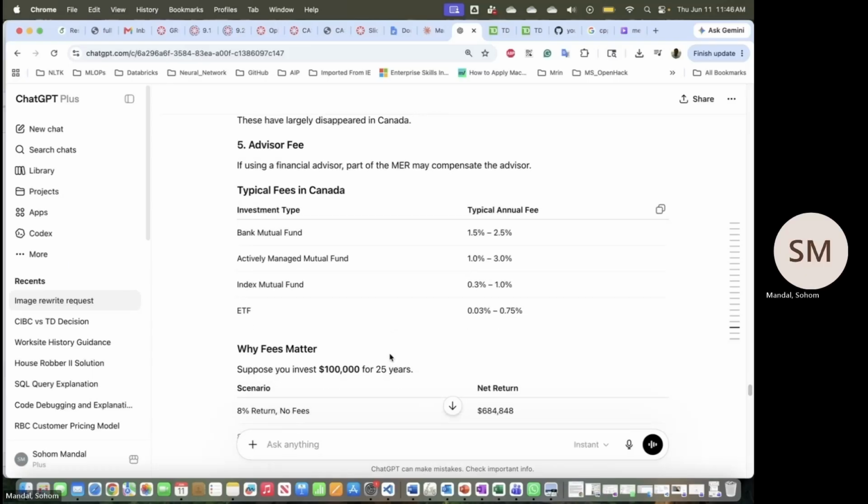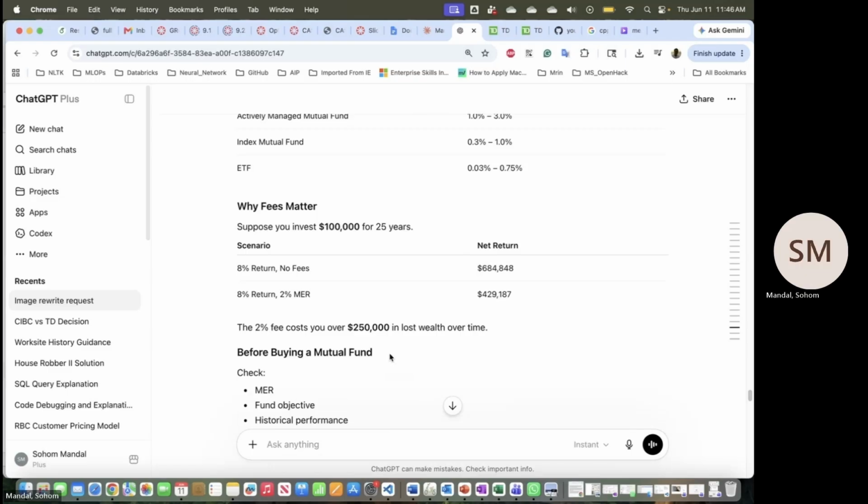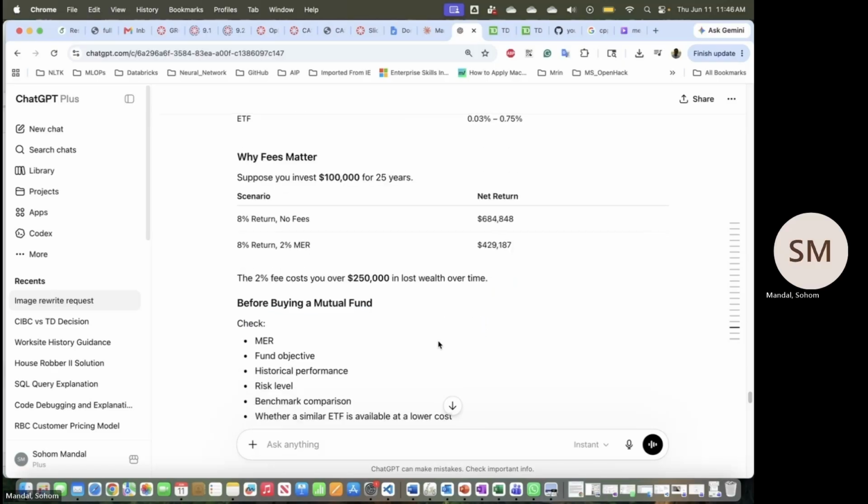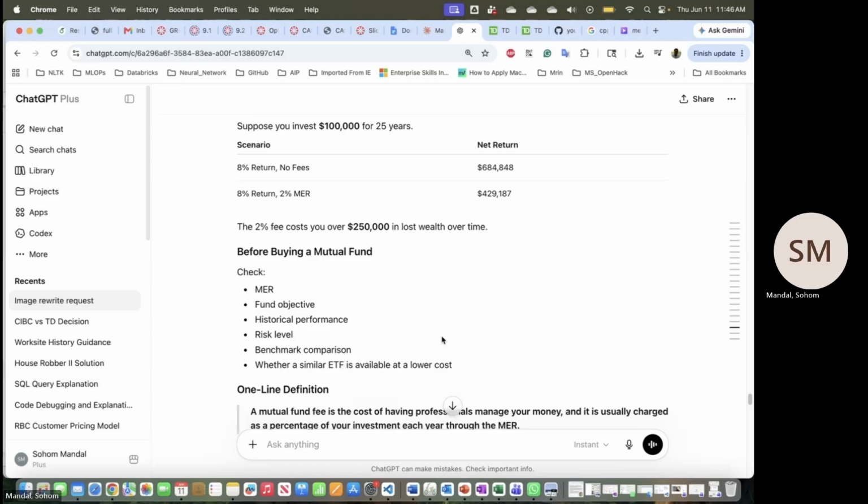Take this scenario: suppose you invest $10,000 for 25 years. If you are doing an ETF with an 8% return, you will make around 684K. If you put it in a mutual fund with an 8% return and 2% management fees, you will get 429,000. So there is a big difference from these 2% fees. At a small level it seems like nothing, but over a longer time period, you can lose 250K.